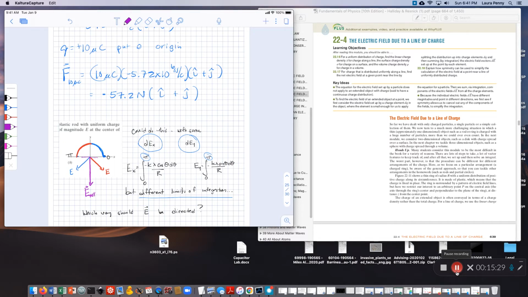In fact, you can see that if I integrate this, I'm going to end up with the sine. When I do the sine of pi, I'll get 0. And when I do the sine of 0, I'll get 0. And then the Ex part of this will end up being 0.